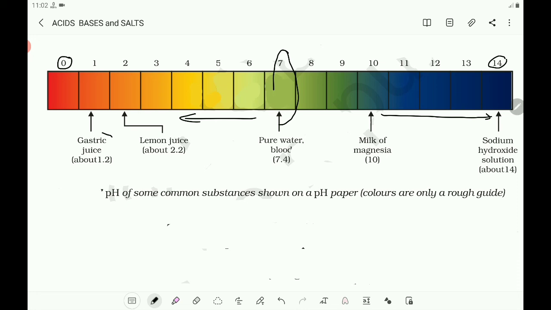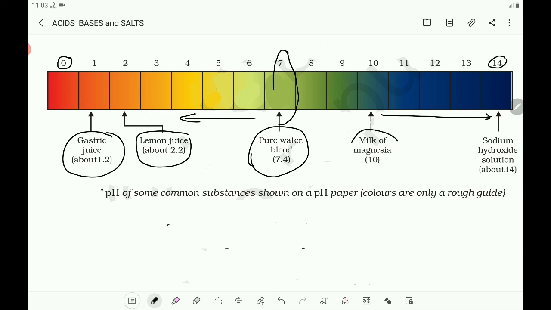And here you observe gastric juice, about 1.2, means maximum acidity. Maximum acidic in nature. And lemon juice 2.2, that is also highly acidic. And pure water and blood, here 7.4 means slightly basic nature is there. And milk of magnesia, that is 10, means more basic in nature, and sodium hydroxide is maximum in basic nature, that is about 14.